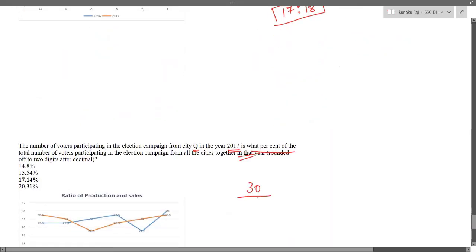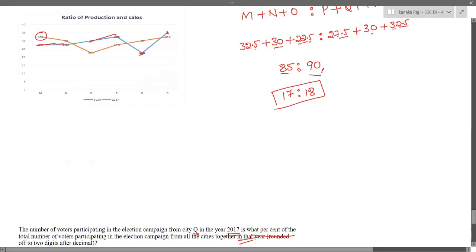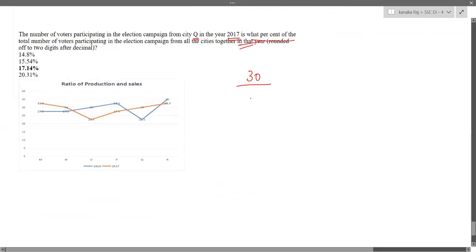So what will be the total number of people who participated in elections in the year 2017? It will be 85 plus 90 lakhs. What is 85 plus 90? It is nothing but 175 lakhs. And into 100. So now, if I simplify this, what do I get? 5 6 is 30. 5 3 is 15. Remaining 25. 5 5 is 25. So once again, 5 7 is 35. 5 2 is 10. So what is 20 into 6? 20 into 6 is 120. So 120 divided by 7.